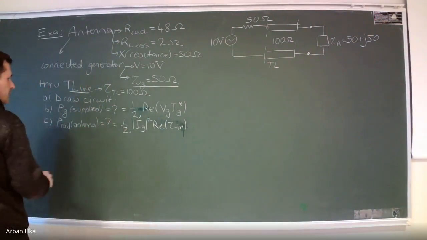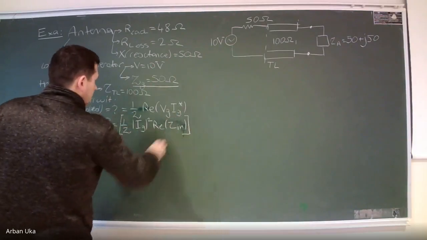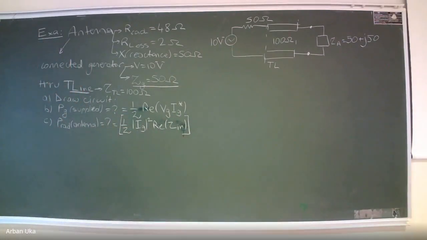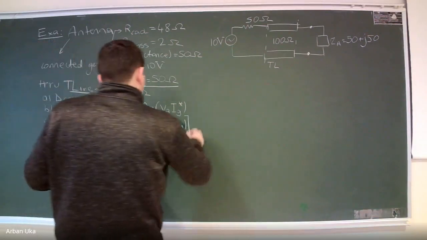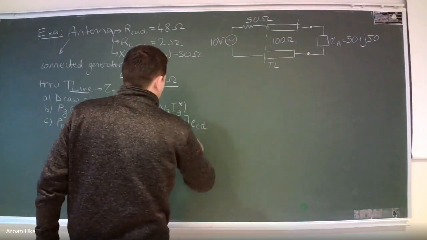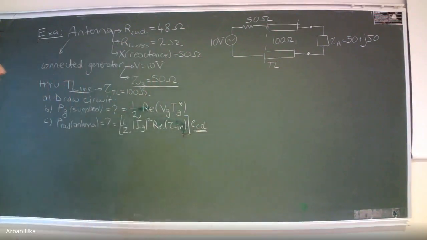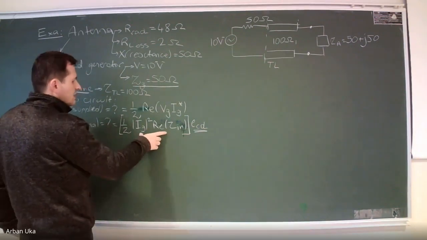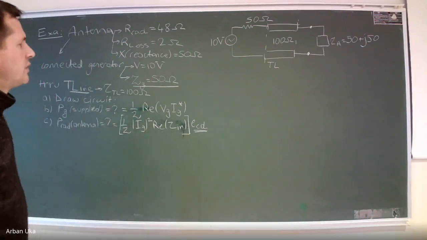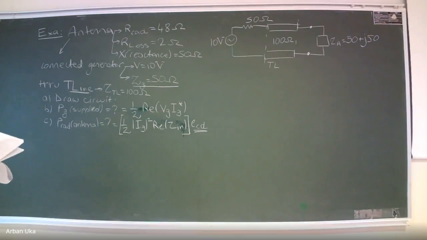So this is the whole power, and we have to multiply this one by the efficiency, which we denoted as the ECD. So this will be the power that will be present in the antenna, but we have to account also for the possible losses that can happen. And now let's move again. Let's have a look.